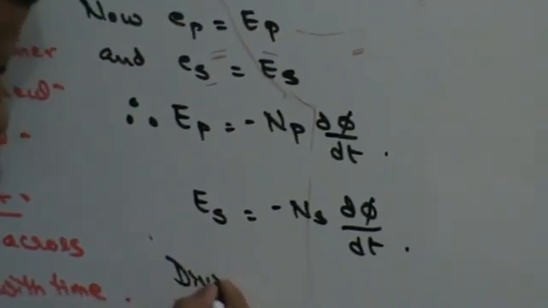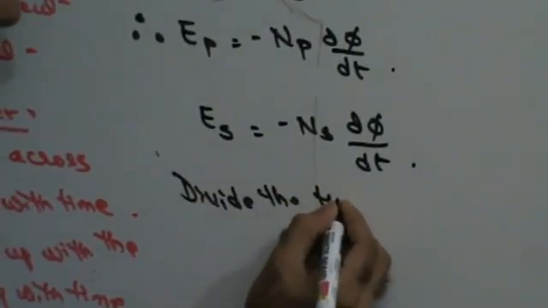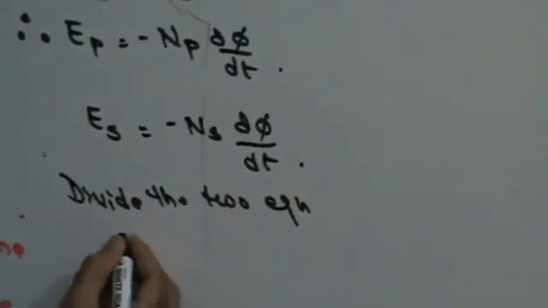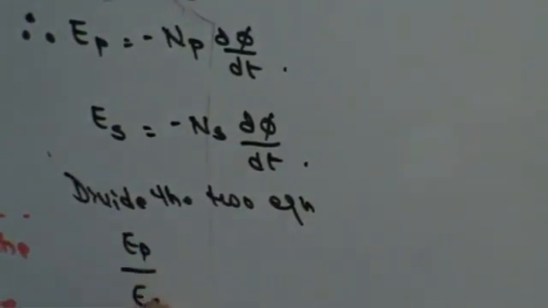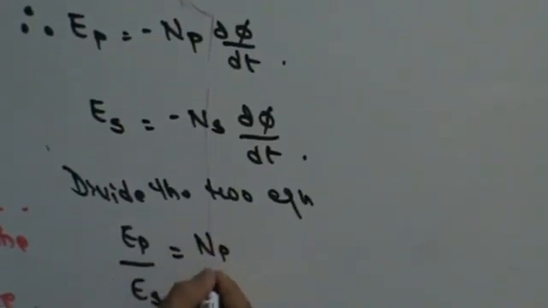Right? Now, if I divide these two equations, EMF in primary upon EMF in secondary is going to be number of turns of primary upon number of turns in secondary, and this is called T, where T indicates the turns ratio. Right? So the ratio of EMF in primary to secondary will be equal to the turns ratio.